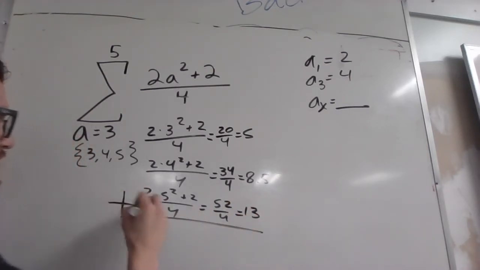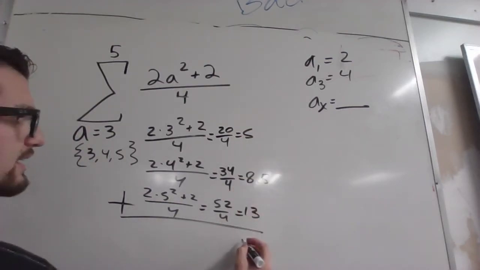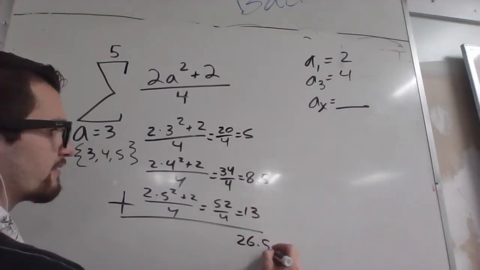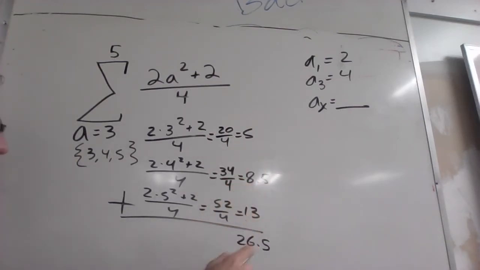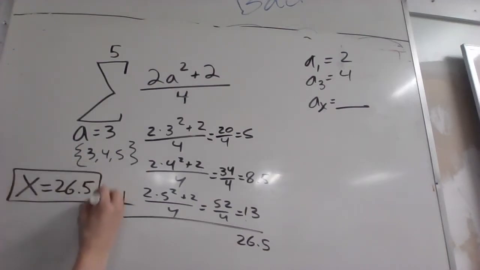Now, if I add those 3 answers together, I get 26.5. Because 5 plus 8.5 is 13.5. 13.5 plus 13 is 26.5. So my x value is 26.5. I'm going to put that over here for now because I've got to use it later. That's step 1.